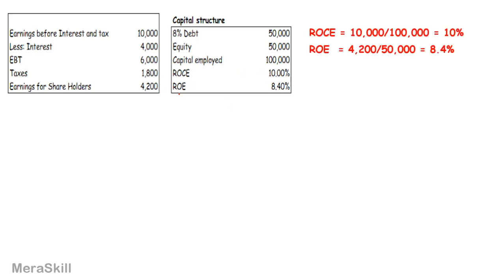And the return on equity, that is, what is the return that the shareholders get? The return to shareholders is 4,200 here, right? 4,200 out of 50,000. 50,000 is just the equity portion. They get a return on equity of 8.4%. Okay, so this is an equal financing. Of the capital employed, 50% is own funds, 50% is loan funds.